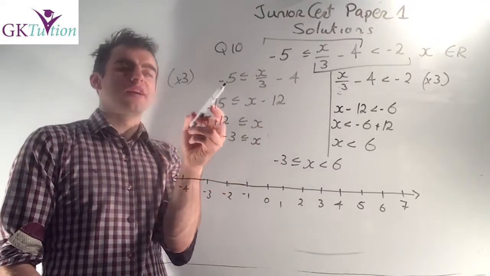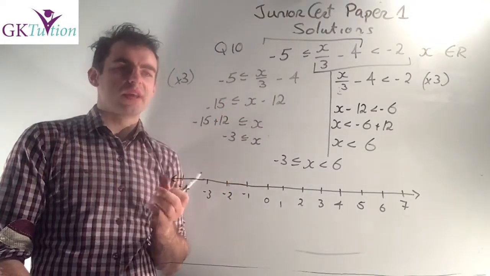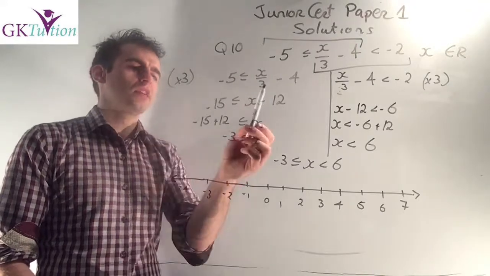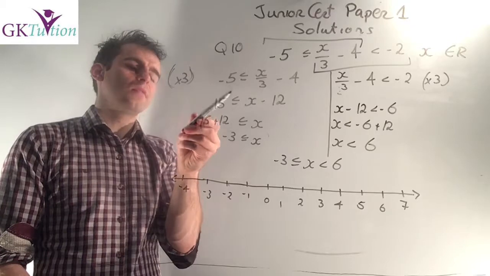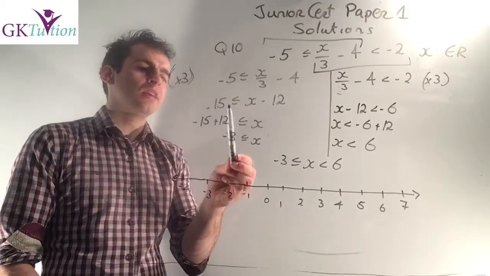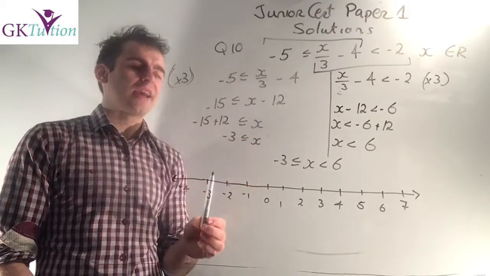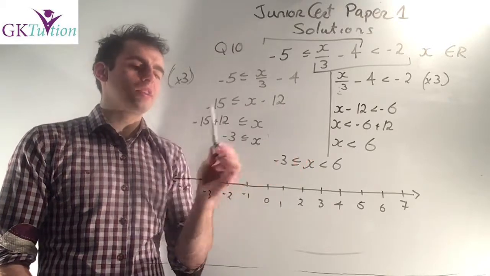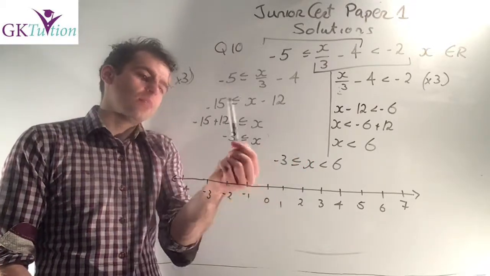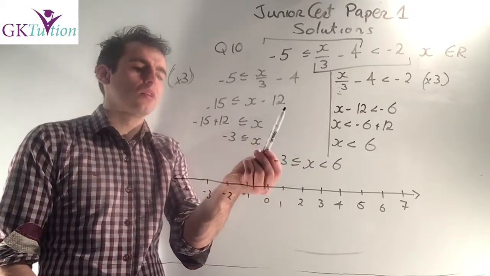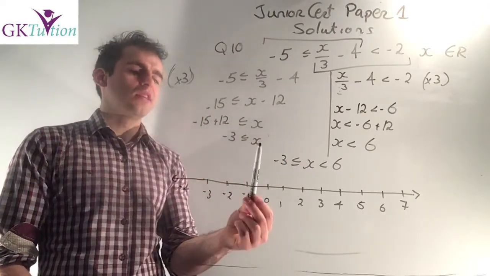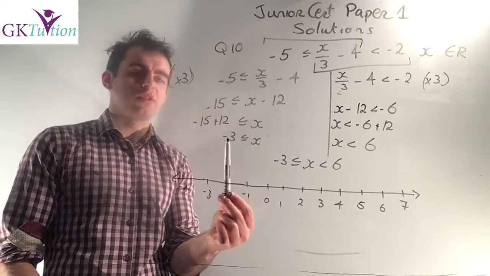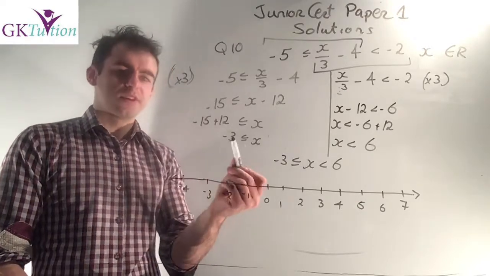First of all, you should realize that on this line, my immediate complication is the fraction. And in order to get rid of the fraction, I'm going to multiply everything by 3. Minus 5 by 3 is minus 15. x over 3 by 3 is x. Minus 4 by 3 is minus 12. Now I just have a simple equation. I just need to get x on its own. So you bring the 12 to the other side, or you add 12 to both sides, and you end up with x is greater than or equal to minus 3. So that's your first bit done.